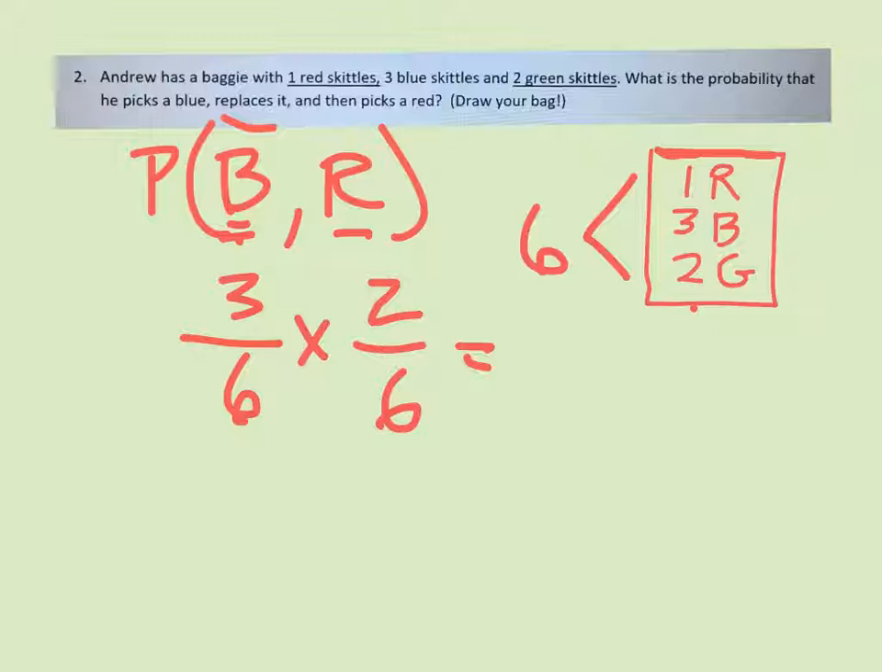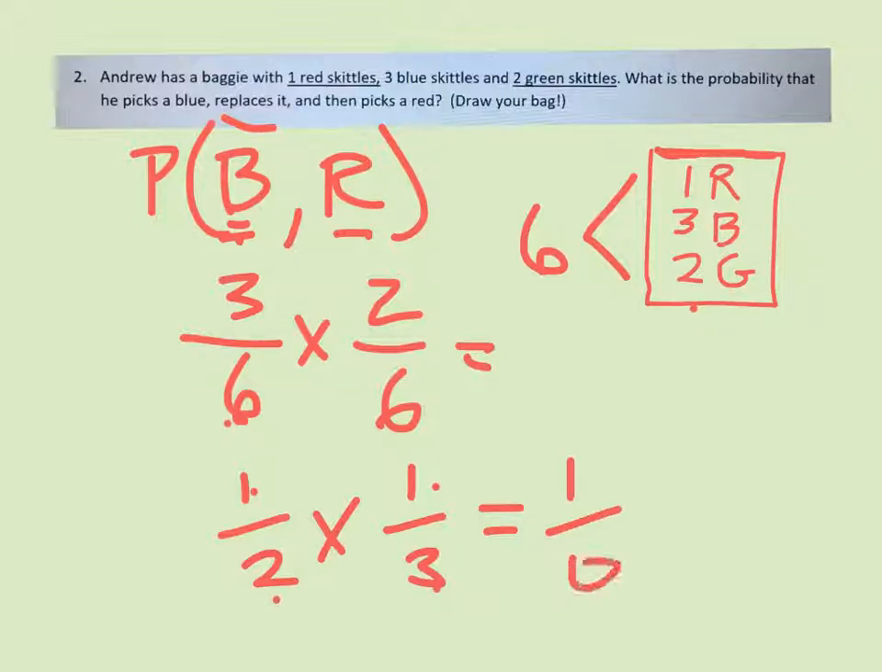All right, now before I multiply these fractions together, I'm going to reduce them. So 3/6 can be reduced to 1/2. And I know 2/6 can be reduced to 1/3. So I could divide by 2, divide by 2. All right, 1/3. So now 1 times 1 is 1. 2 times 3 is 6. So the probability of both of those things happening is 1/6.